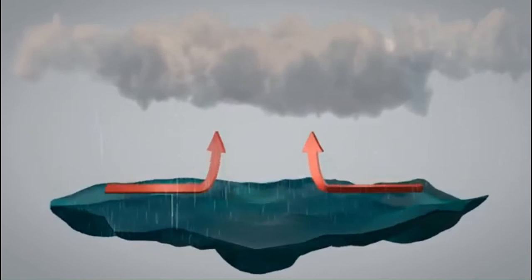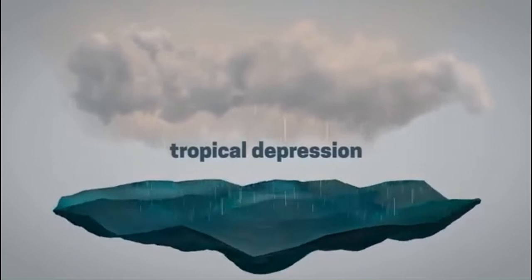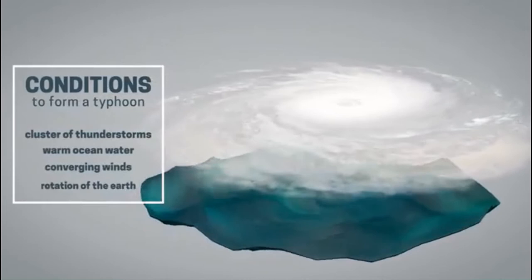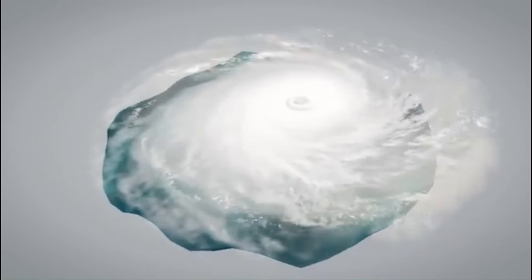With an organized circulation, the low pressure area becomes a tropical depression. As the tropical depression drifts, it may encounter areas of the ocean where it is exceptionally warm. This will further drive the increase of its circulation, transforming it into a typhoon. And when conditions are ideal, the system starts to rotate even faster, and now on a clear center, the eye of the typhoon.